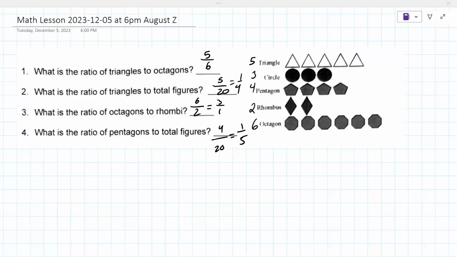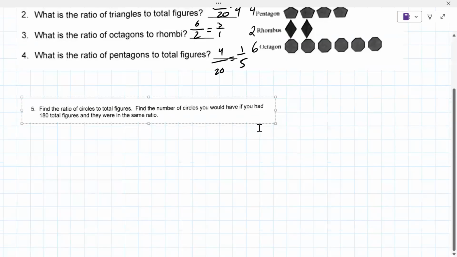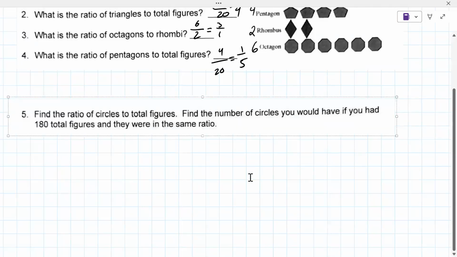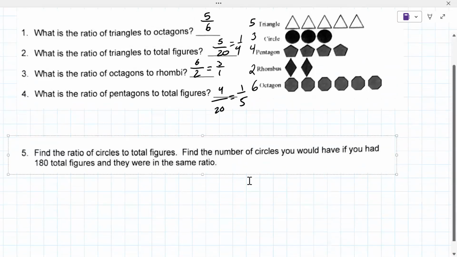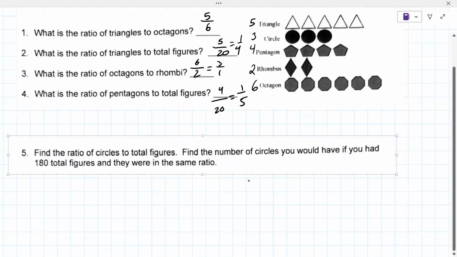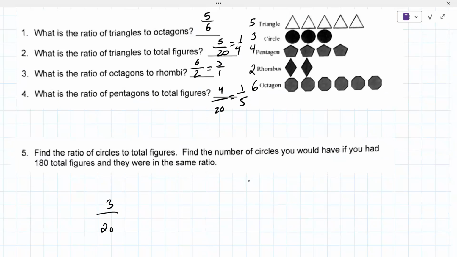All right. Number 5 says find the ratio of circles to total figures. So we already had that. No, we did not. So how many circles were there? There were 3 out of 20. And it says, what if you had 180 total figures? How many circles would you have?